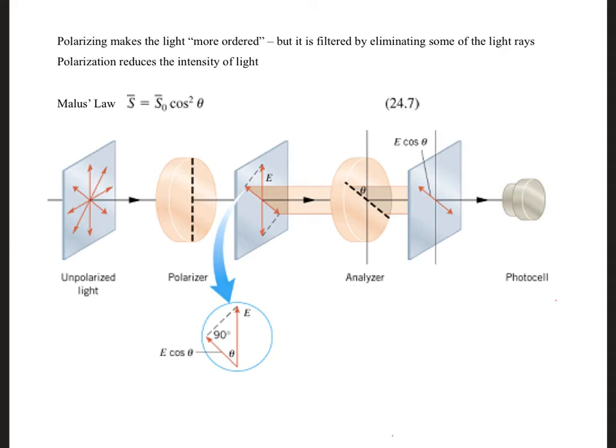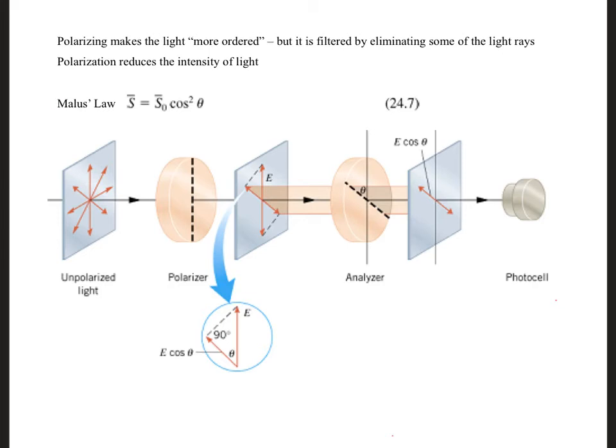Polarization is another amazing phenomena that we take advantage of all the time. Because light is made of both an electric and magnetic wave, we can take advantage of this by only allowing energy oscillating in one direction to come through. When we do that, we eliminate half of the intensity.